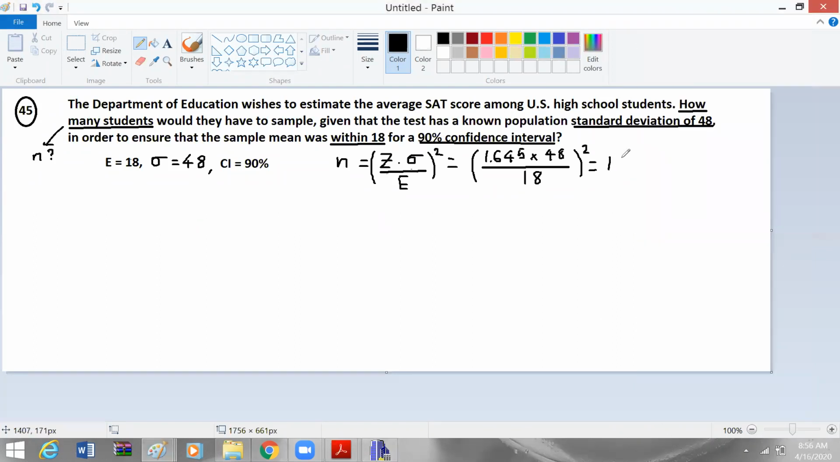So it seems we cannot keep the students at 19.24. That doesn't make any sense. So we're going to round up to 20. Okay, so that's pretty much the thing that we need to do. We round up to 20. That's pretty much the thing that we need to do for that part.